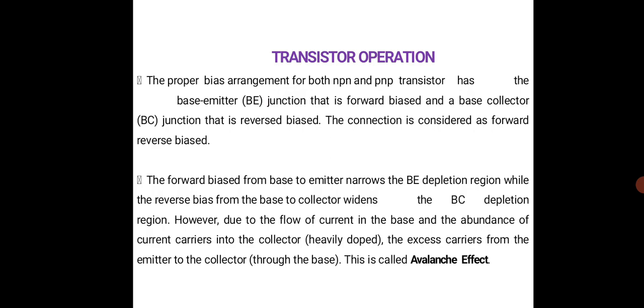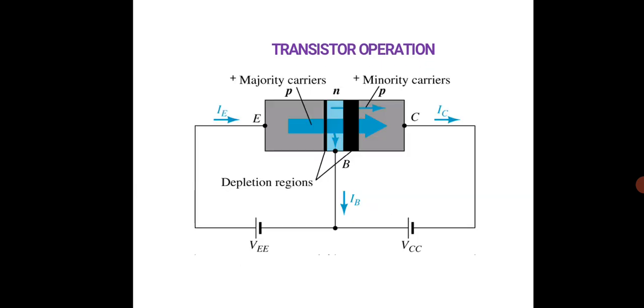However, due to the flow of current in the base and the abundance of current carriers in the collector, which is heavily doped, the excess carriers from the emitter to the collector will flow through the base. This is called an avalanche effect. So this is the transistor operation.